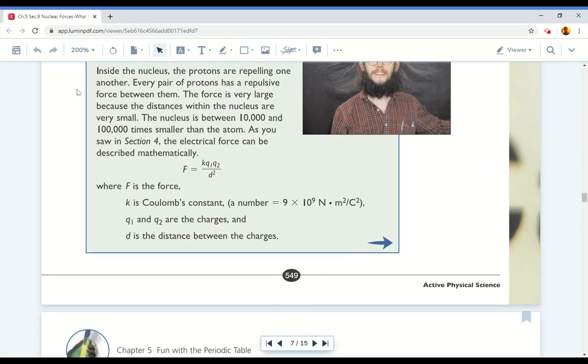Inside the nucleus, the protons are repelling one another. Every pair of protons has a repulsive force between them. The force is very large because the distances within the nucleus are very small. The nucleus is between 10,000 and 100,000 times smaller than the atom. As you saw in Section 4, the electrical force can be described mathematically.